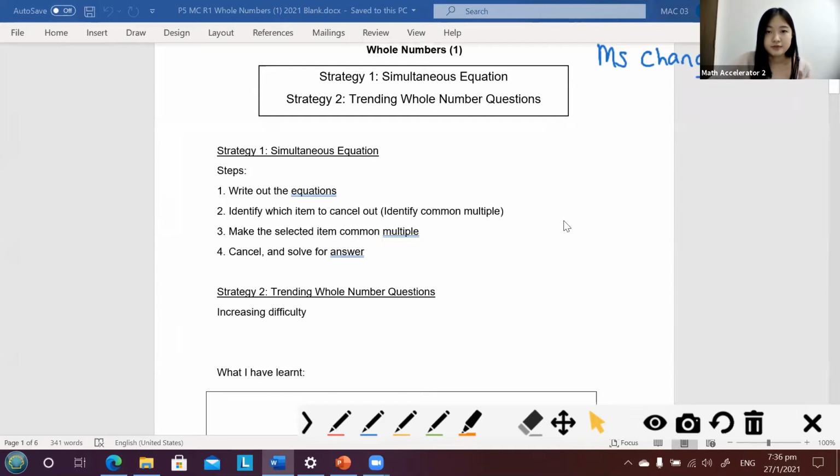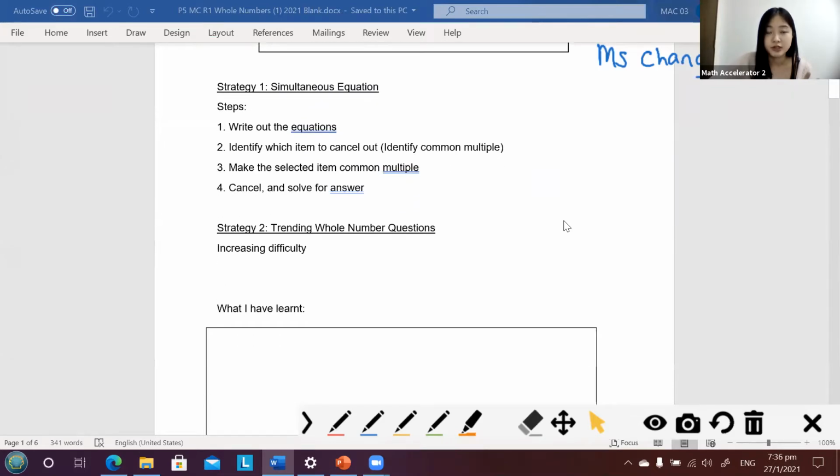All right, so let's take a look. Today we'll be going through simultaneous equation. That will be strategy 1. Then later on we'll be doing some trending whole number questions.